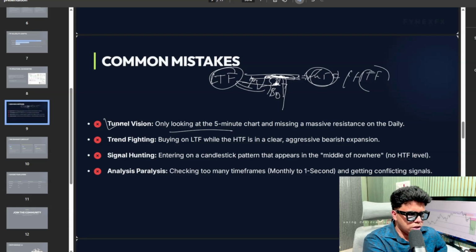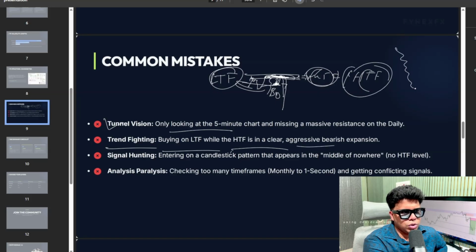The next one is trend fighting, buying on the lower time frame while the higher time frame is clearly in aggressive bearish expansion. For example, if the higher time frame is going downside like this in charts, just consider there's a guy who only does the analysis in lower time frames, and they find some chart patterns, anything, and they're going to take the entry from here to the long side.